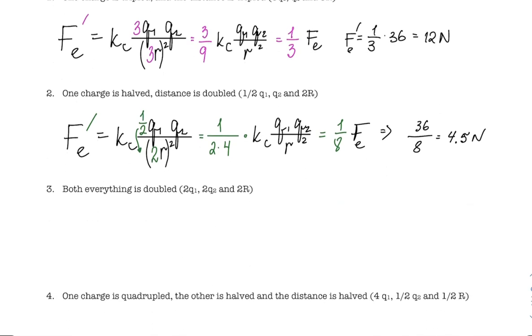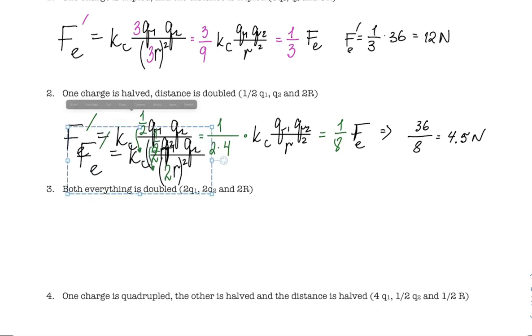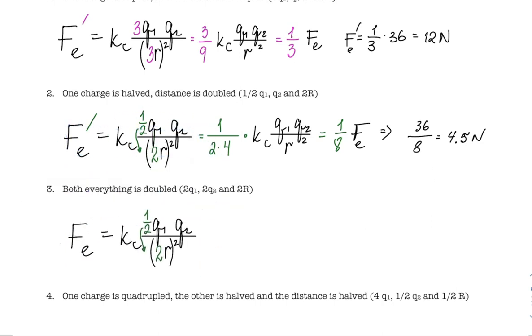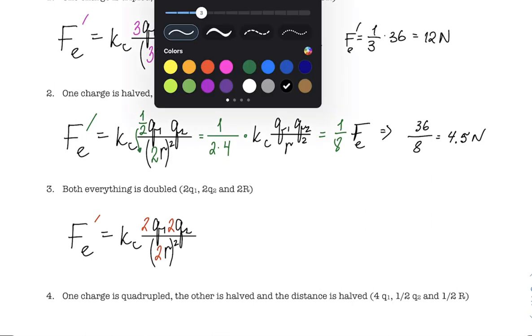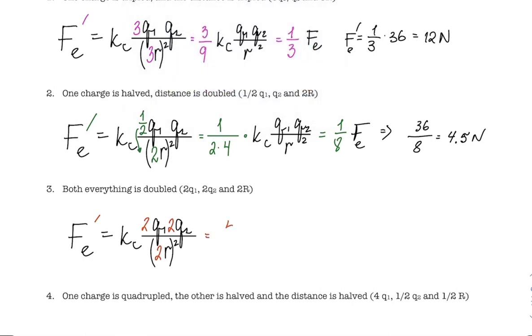Continuing with what we have been doing, again, I'm going to duplicate this, change the color for variety. Let's go. So we know that one charge doubles, the other charge doubles, distance doubles, everything doubles. Now the interesting part is that now I have 4 upstairs and 4 downstairs. If I double everything, nothing will change. It's still F original. So therefore it is still 36 newtons.